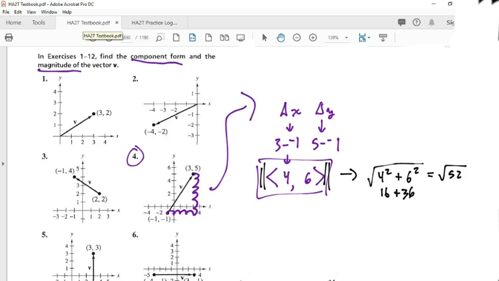We can split that up with a perfect square. I know 4 goes into it. If I divide that by 4, I get 12. No, I get 13. Okay, which I can't simplify anymore. So we get 2 root 13. And that is the magnitude, the length of that vector.